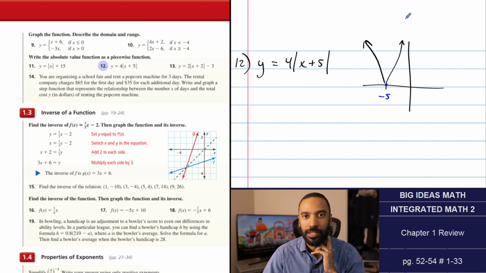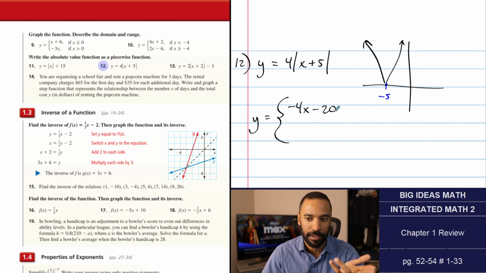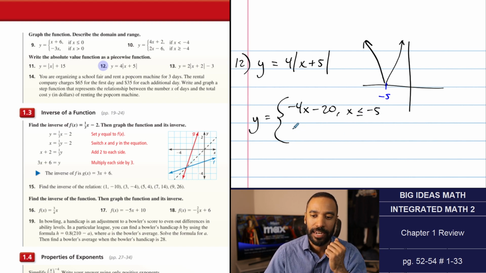Boom, 12, 16, 20. So on one side of it, you go up 20. On the other side, you go down 20. Down 4, right 1. It's negative 4, negative 8, negative 12, negative 16, negative 20. So this would end up looking like, for the negative one, because you do the left one first, negative 4x minus 20, because it's got a negative slope and it hits negative 20. That's when x is, I can say, less than or equal to negative 5, for example, and then positive 4x plus 20 when x is greater than negative 5.